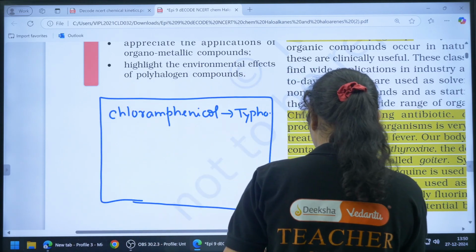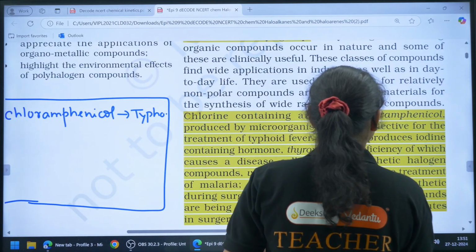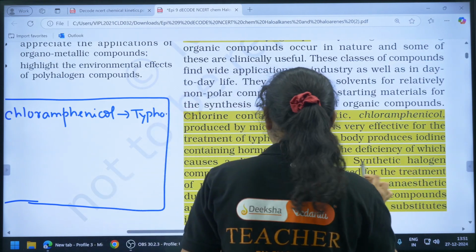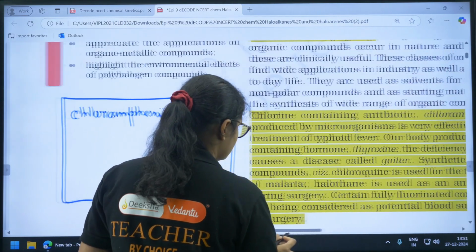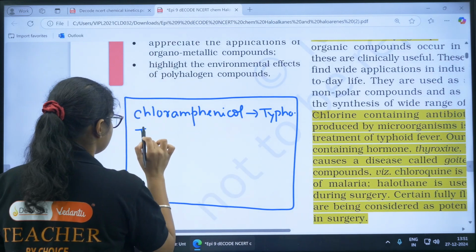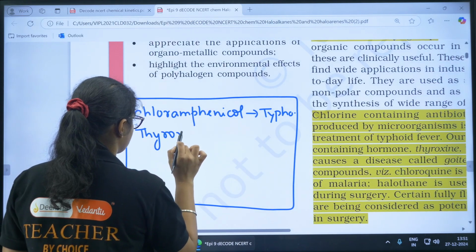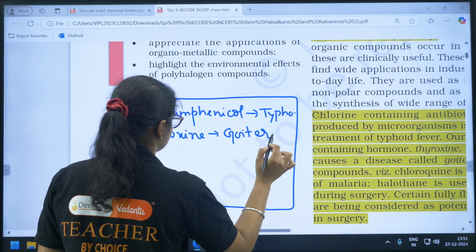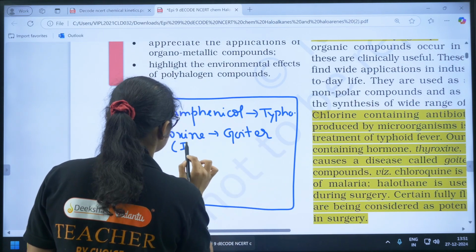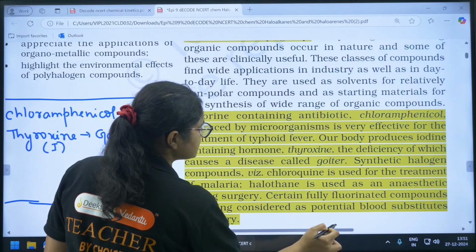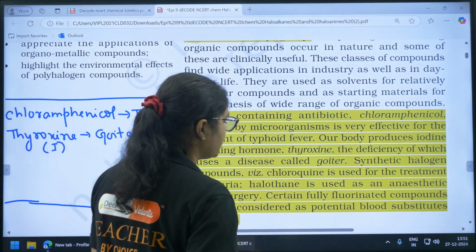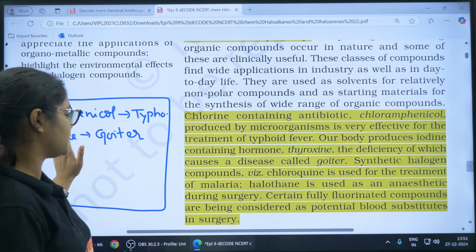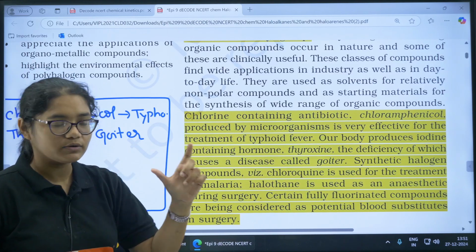Similarly, we have something more here. Our body produces the iodine containing hormone thyroxine, deficiency of which can cause goiter, okay? So you can write down here thyroxine, right? Something of thyroxine is related to goiter, just this much, okay? And which element does it contain? It contains iodine, okay? Next, if you see chloroquine. These are how you should be reading this particular paragraph and writing a small note from here, okay?